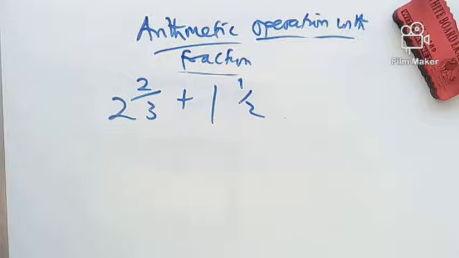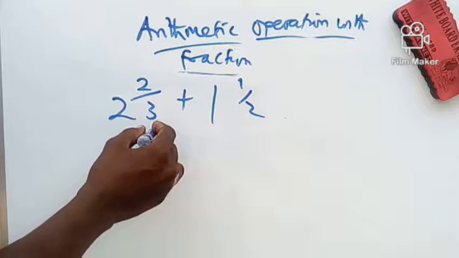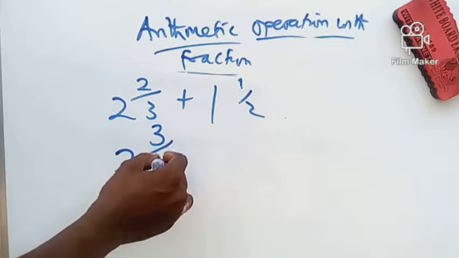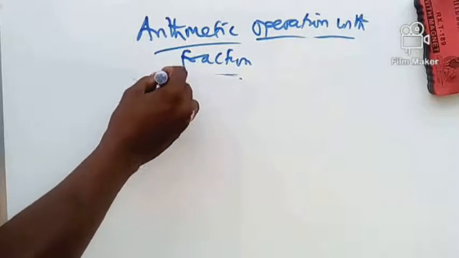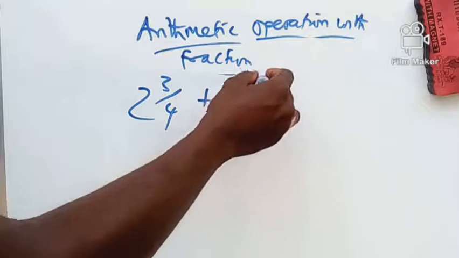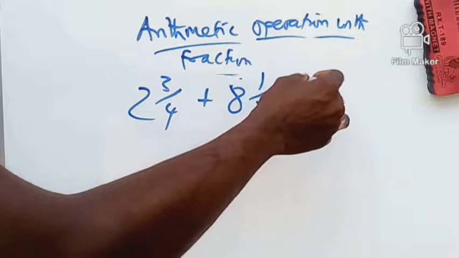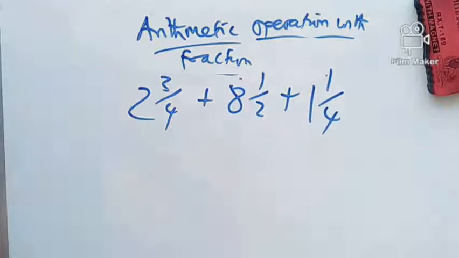So let's take another example involving addition of mixed fractions. Let's say we have two whole number 3 over 4 added to 8 whole number 1 over 2 added to 1 whole number 1 over 4. How do you tackle this problem?